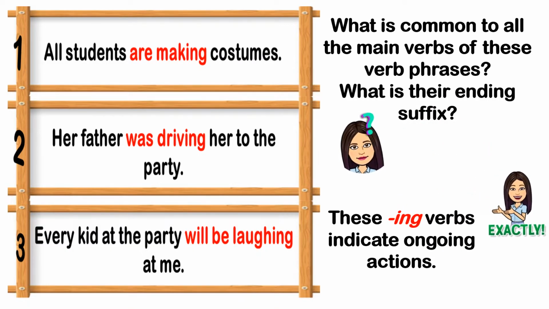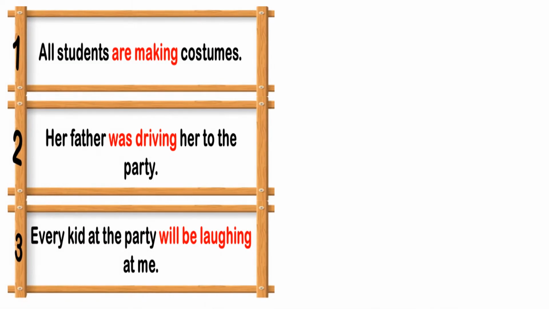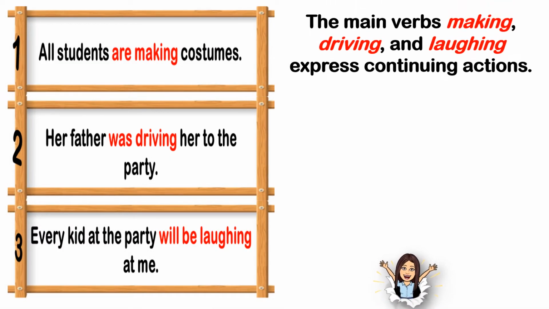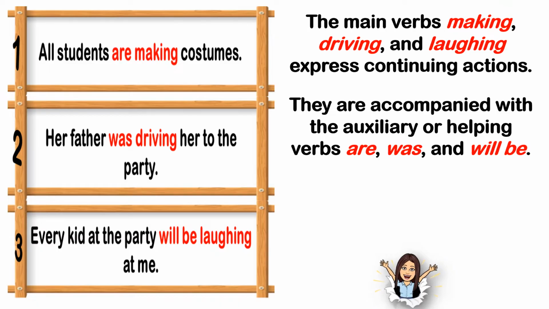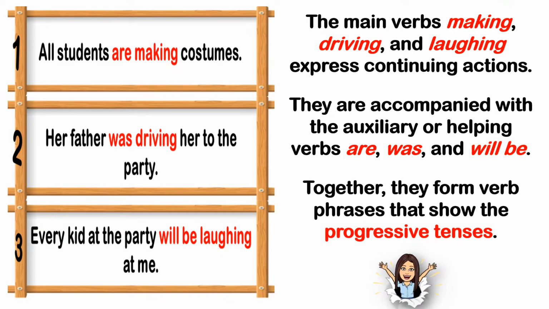Exactly. Are making, was driving, and will be laughing. These are ing verbs that indicate ongoing actions. The main verbs making, driving, and laughing express continuing actions. They are accompanied with the auxiliary or helping verbs are, was, and will be. Together, they form verb phrases that show the progressive tenses.